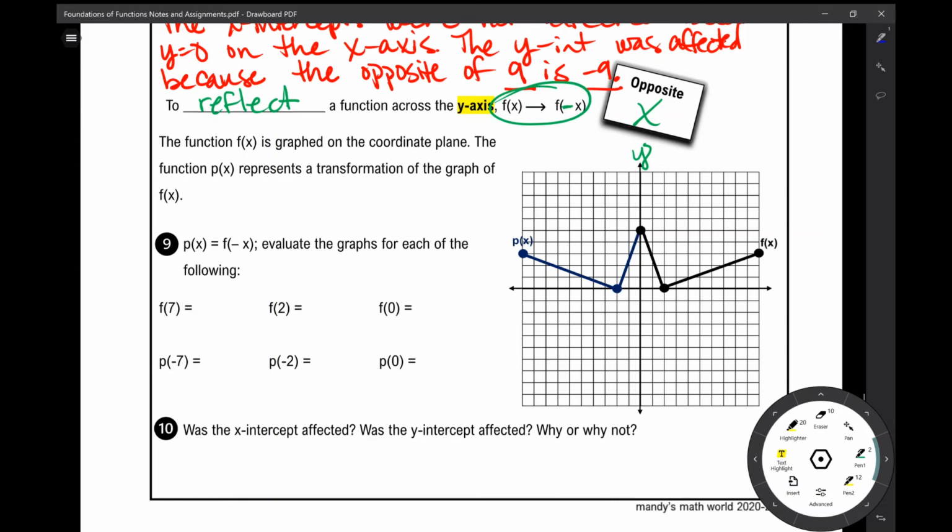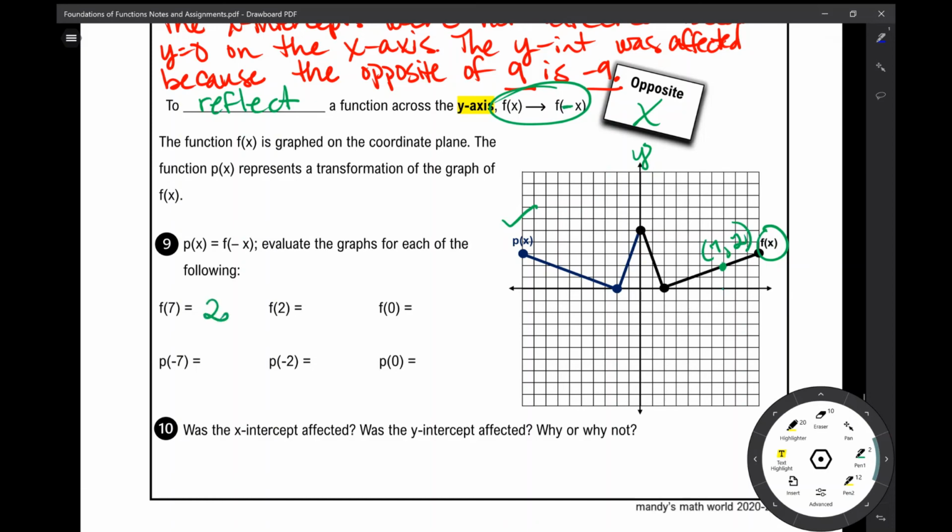So the function f of x is graphed on the coordinate plane. That's right here. The function p of x represents a transformation of the graph of f of x. So p of x equals f of negative x. Evaluate the graphs for each of the following. So I have them here, and let's first look at f of 7. We're looking at the graph that is in black. Here's where x is 7, there's where my graph is, 7, 2. So f of 7 is positive 2.